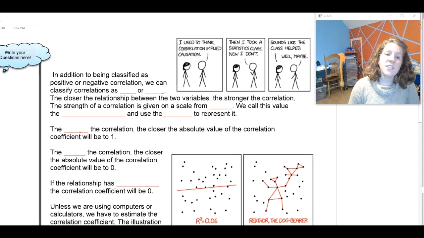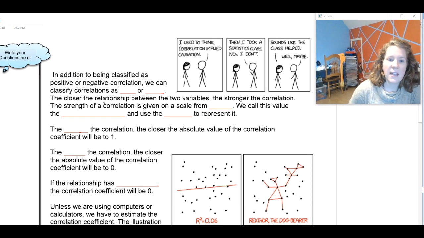All right, so in addition to being classified as positive or negative correlation, we can also classify correlations as weak or strong.